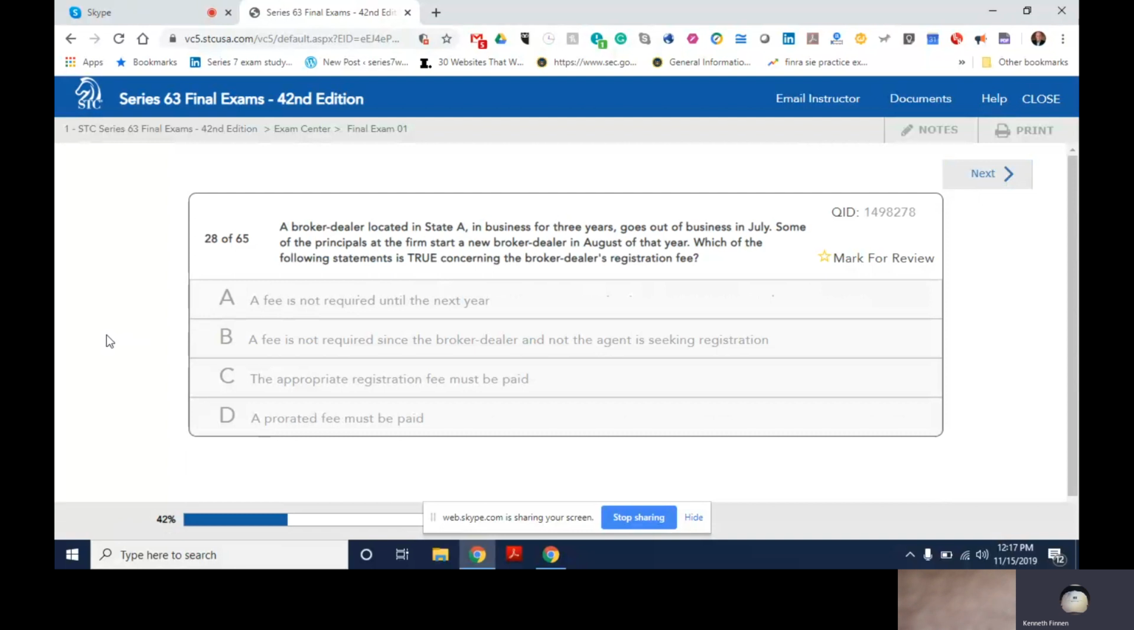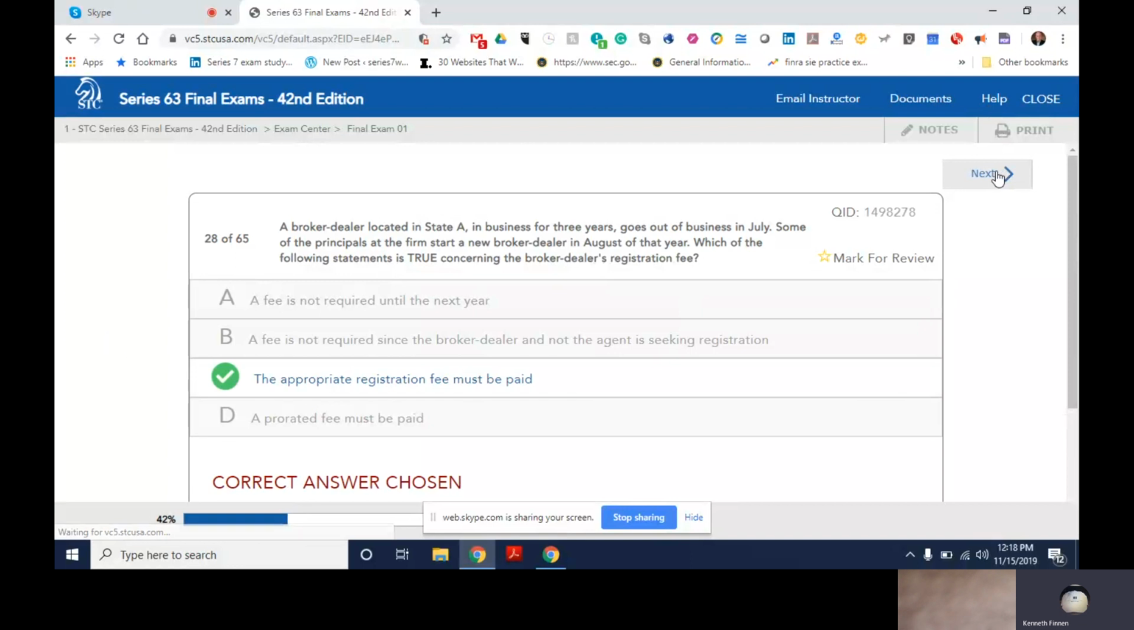A broker-dealer located in state A, in business for 3 years, goes out of business in July. Some of the principals of the firm start a new broker-dealer in August of that year. Which of the following statements is true concerning the broker-dealer's registration fee? The appropriate registration fee must be paid, because I think you're starting a new broker-dealer, so the other stuff doesn't matter. They're trying to trick you into thinking that if one broker-dealer takes over another, you don't have to pay fees to the end of the year. But since it's a new broker-dealer, I would think you have to pay registration fees.